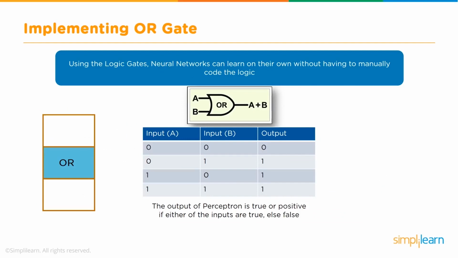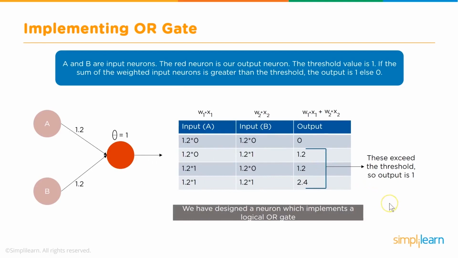As for an OR gate, the output will be 1 if either of these inputs is 1. As we can see here, in all the cases the output is 1, except for the case where both inputs are 0, which results in an output of 0. So how do we implement this using a perceptron? Well, once again, suppose you have a perceptron with weights, for example, 1.2. In the first case, where both inputs are 0, the output is 0. In the second case, when it is 0 and 1, 1.2 into 0 is 0, and 1.2 into 1 is 1.2, and in this case we see the output being 1.2. In the last case, where both inputs are 1, the output is 2.4.